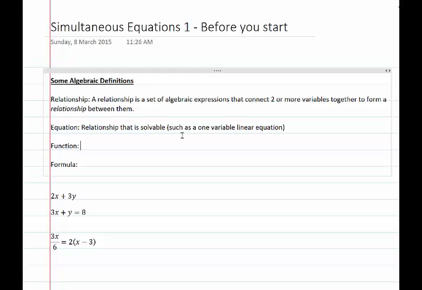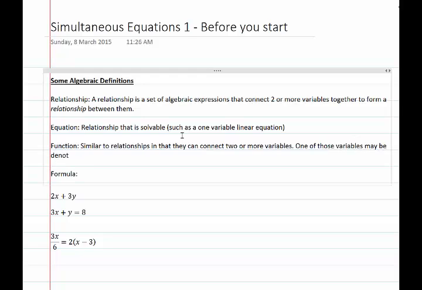Now, a function. A function is another name for a relationship, but a function might also be a way of defining a process, an algebraic process that takes one number to another. And functions is something you may or may not have talked about from this point on, but functions are quite directly related to relationships. And last of all, a formula. A formula is a type of relationship that will actually express something in context.